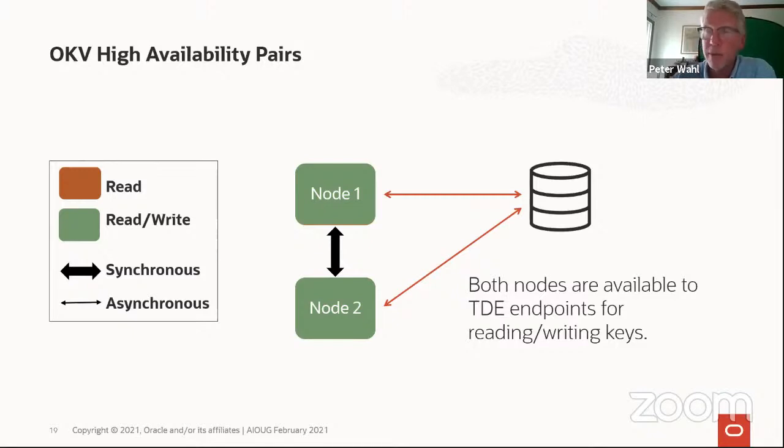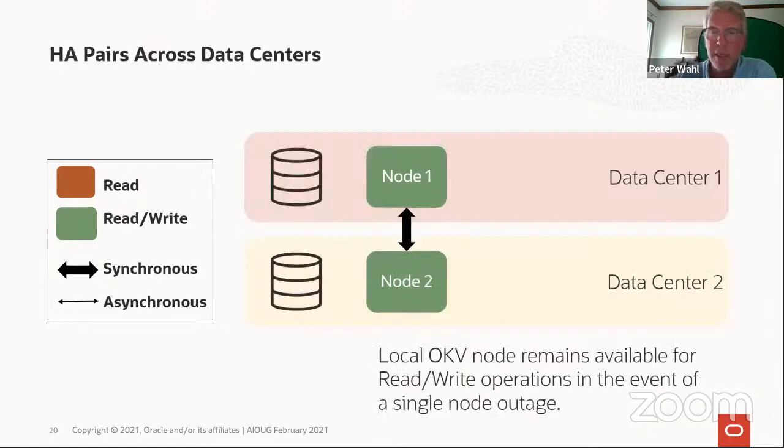If one node goes down, the other one can no longer replicate, and that is why this becomes a read-only node. Meaning we serve your databases, they don't suffer from a downtime, but we cannot replicate. And because we cannot replicate, we don't allow you to create anything new in OKV. So that is why a single node of a read-write pair is always a read-only node.